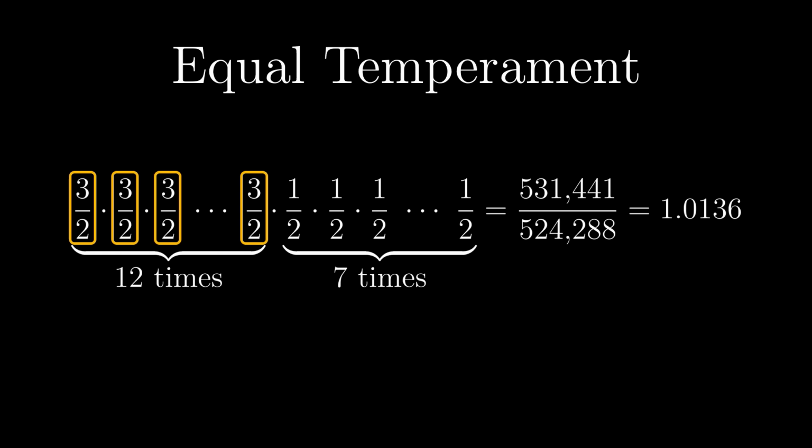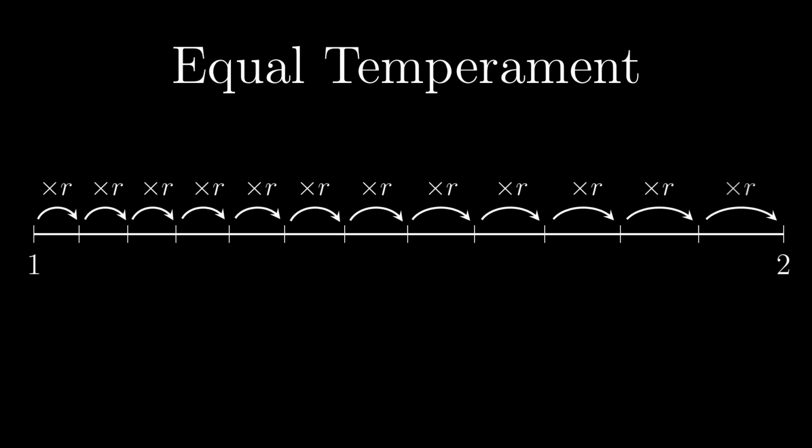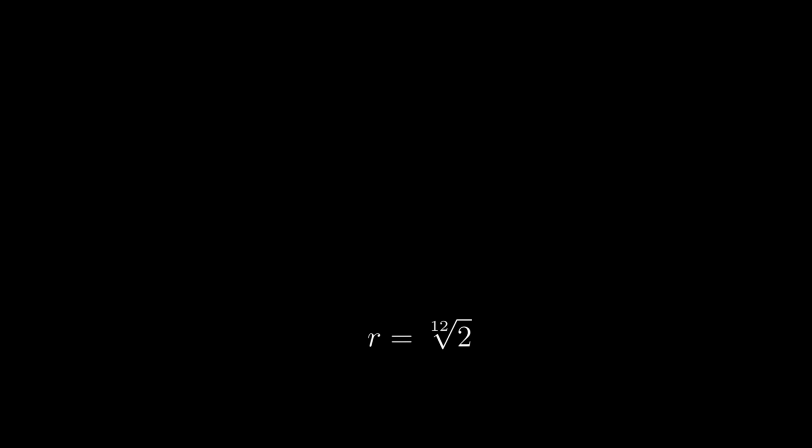So the idea behind the equal temperament is to divide the octave into 12 equal intervals. Equal intervals means equal ratios. So if we let R be the ratio between any two adjacent notes, we get that multiplying 1 by R 12 times should take us exactly to 2, or that R to the 12th power should equal 2. So R is the 12th root of 2, which is about 1.06. We can write the 12th root of 2 also as 2 to the power of 1 over 12.